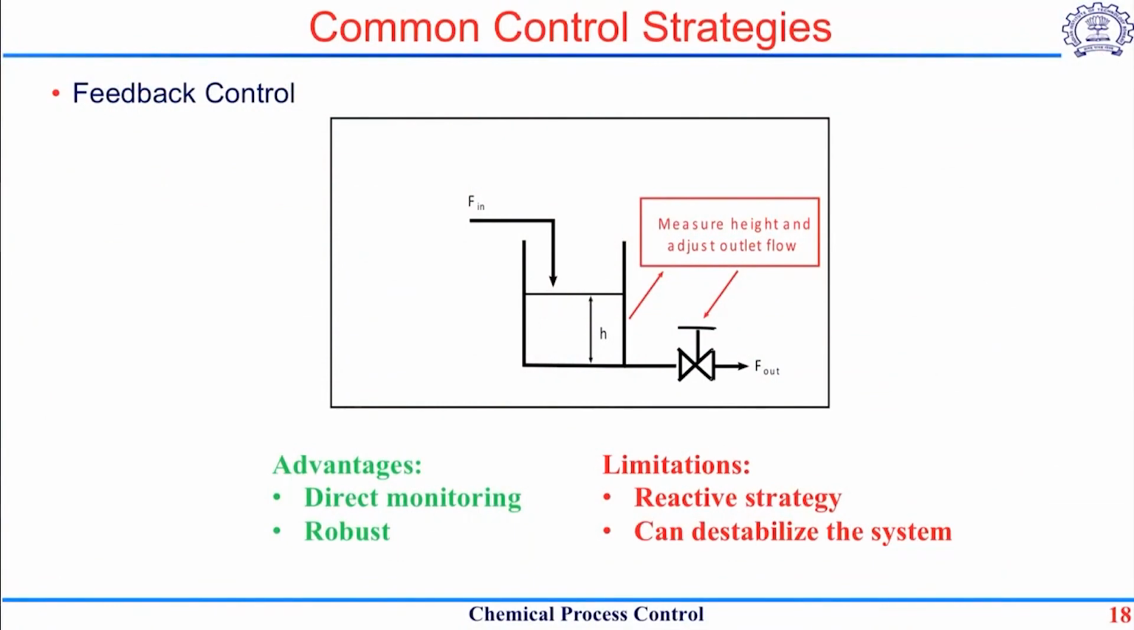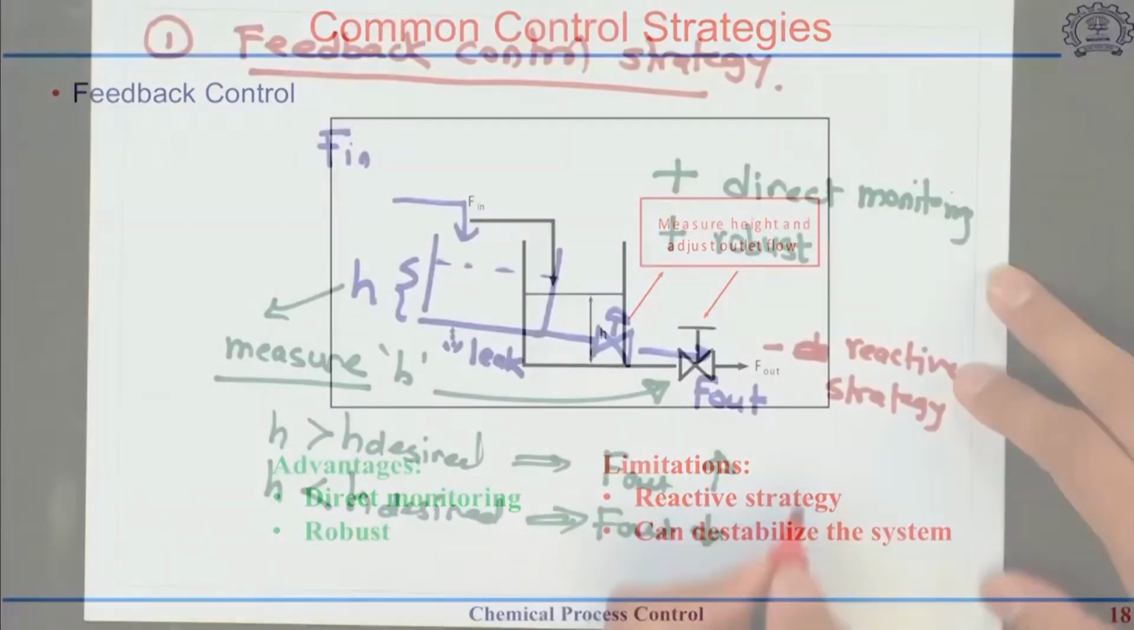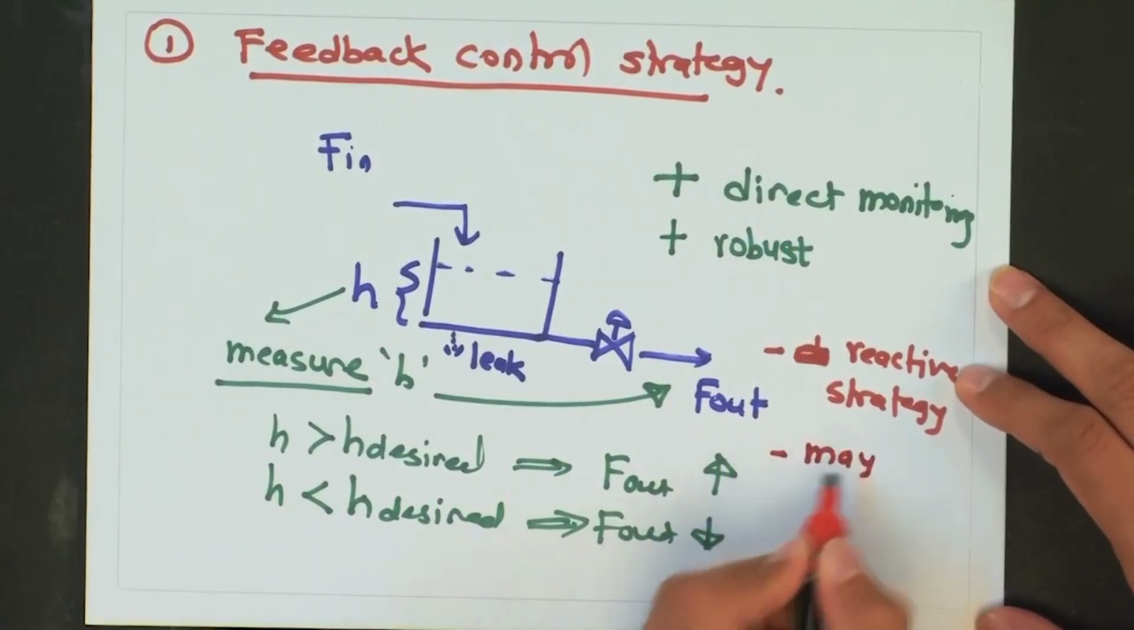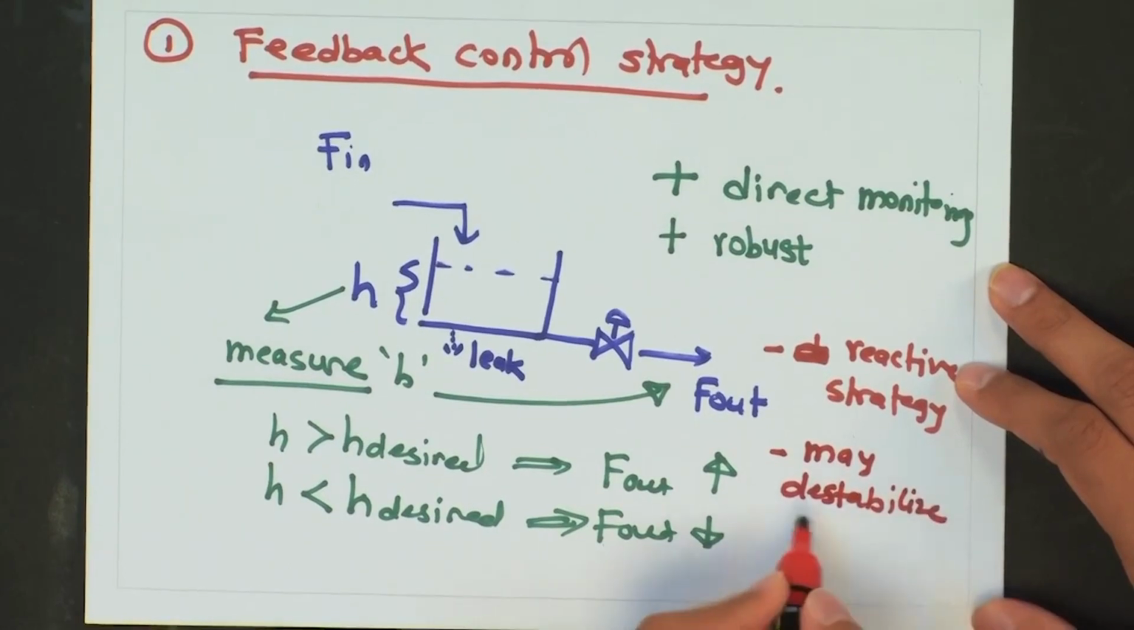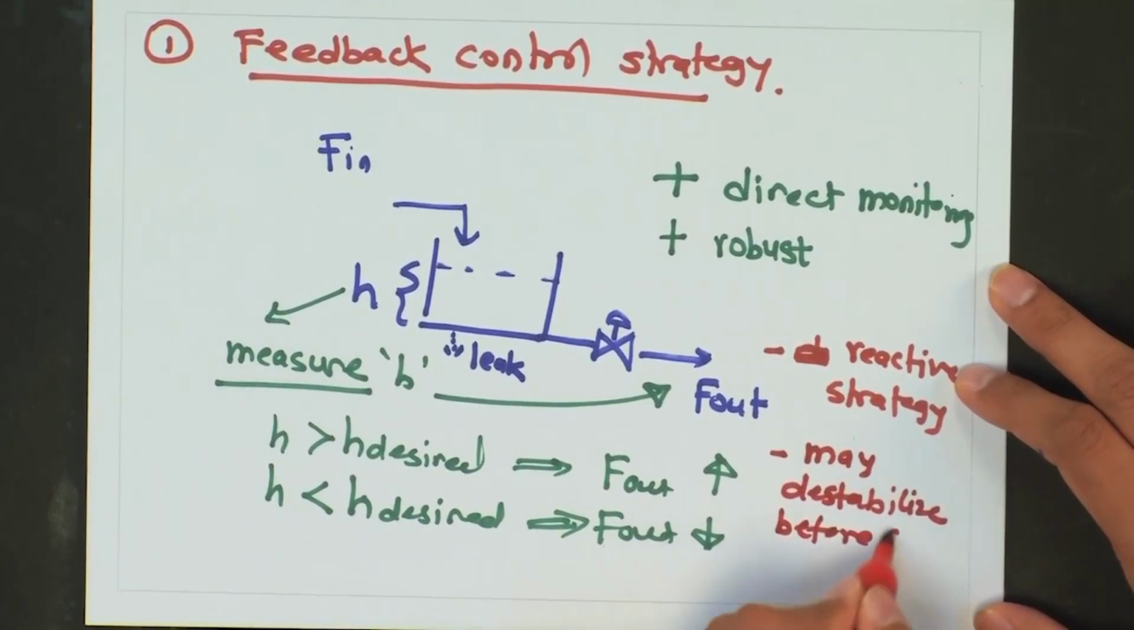But in such a case, the feedback control strategy would still be activated only if the disturbance has shown some effect on the system. So, in a way it is always a reactive system, and as I said, based on these examples, this disturbance may destabilize the system before full action is taken.